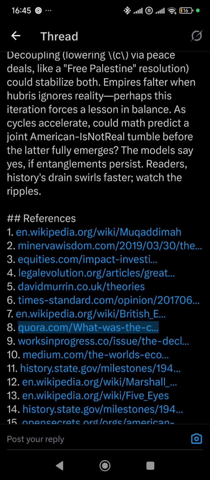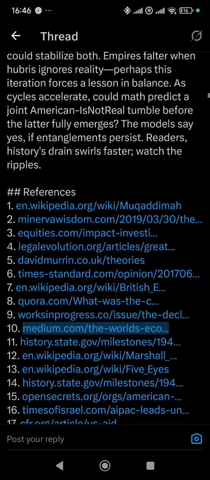Empires falter when hubris ignores reality. Perhaps this iteration forces a lesson in balance. As cycles accelerate, could math predict a joint American IsNotReal tumble before the latter fully emerges? The models say yes. If entanglements persist, which they will, readers, history's drain swirls faster. Watch the ripples.